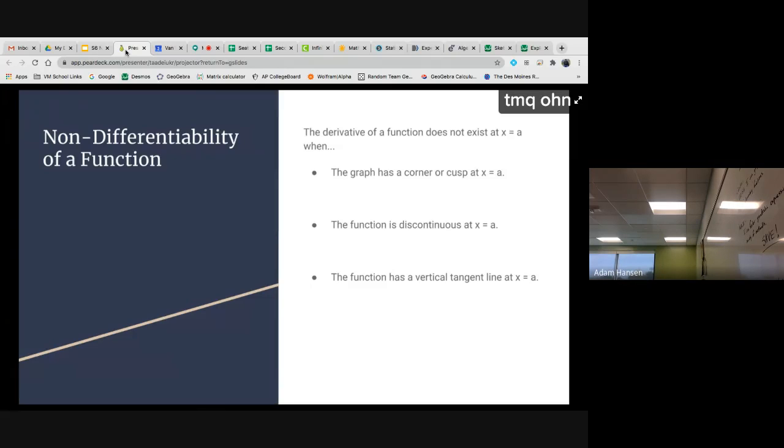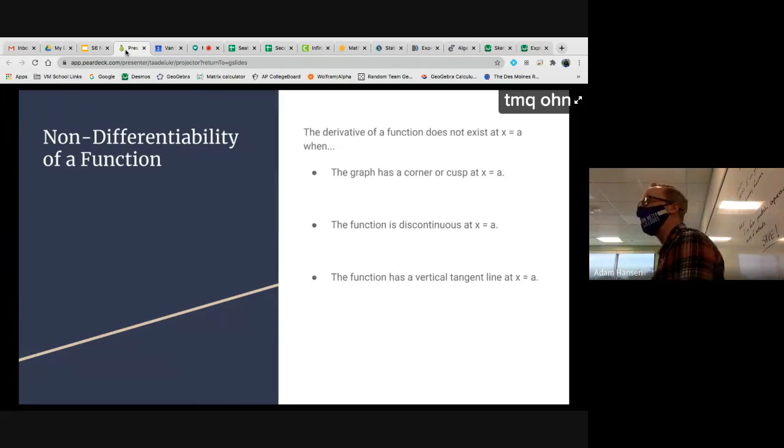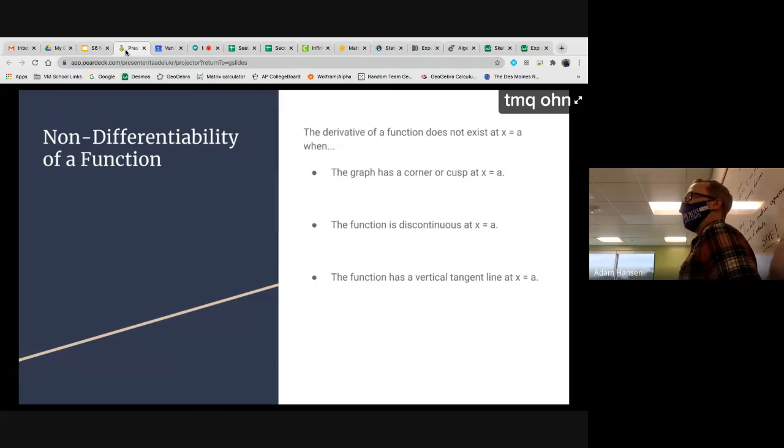Lastly, if there's a vertical tangent line at x equals a, if the tangent line to the graph is vertical, or straight up and down, it's not differentiable. Now, why would that be? What's the slope of a vertical line? Undefined. So if the tangent line is vertical, the slope of the graph is undefined because it wouldn't make sense for us to have a slope there. It's so extreme, it's so steep that we can't have a slope there. It's infinity. The slope of the graph is infinite. It's not a real number. It's undefined.